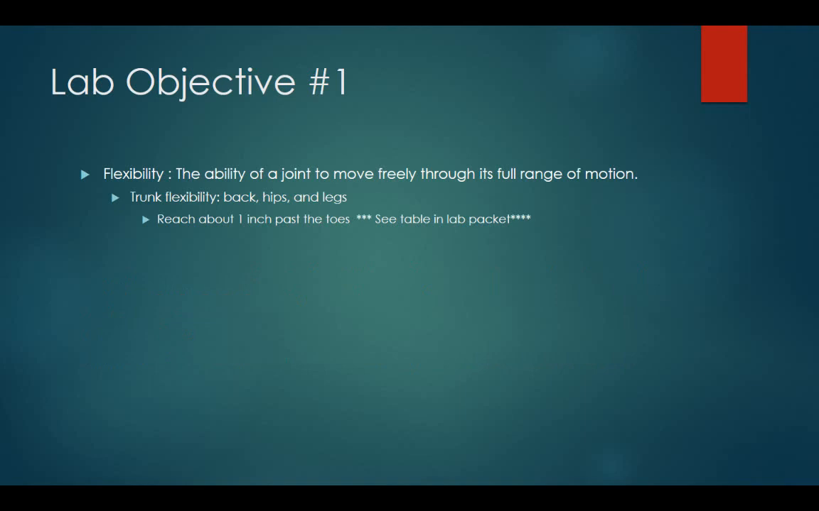So lab objective 1, when we start with musculoskeletal fitness and assessment, is flexibility. And so we've defined flexibility, which is the ability of a joint to move freely through its full range of motion.